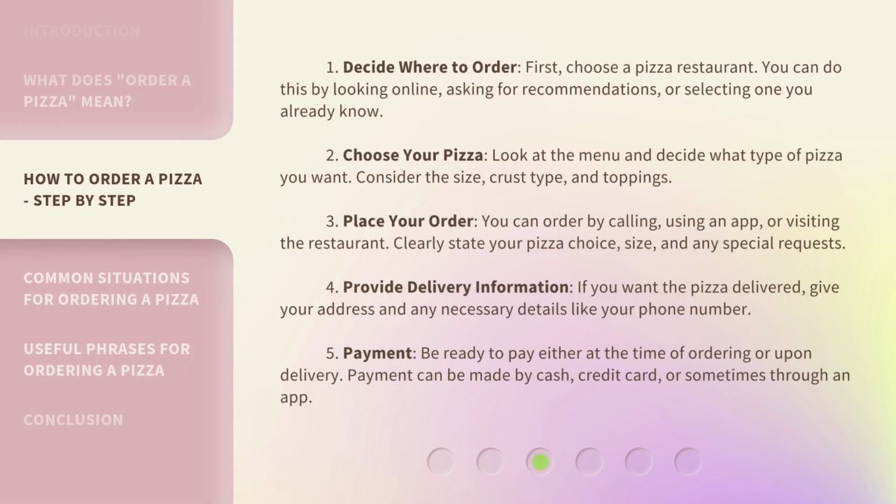1. Decide where to order. First, choose a pizza restaurant. You can do this by looking online, asking for recommendations, or selecting one you already know.